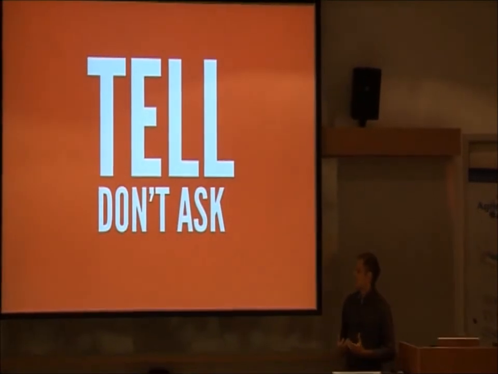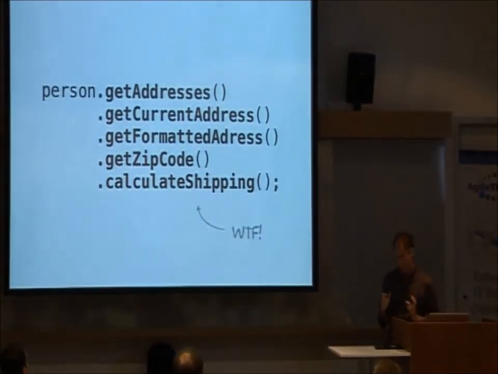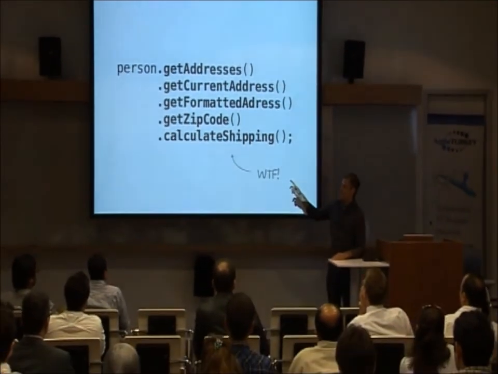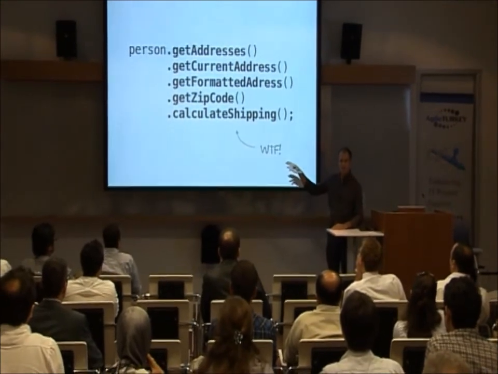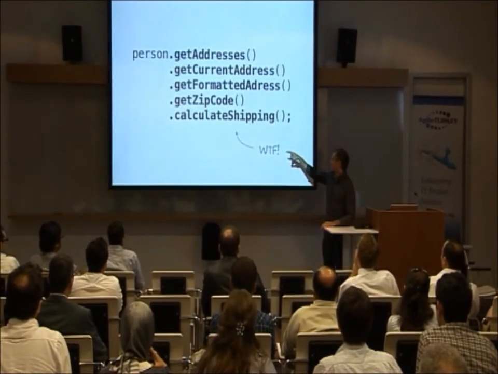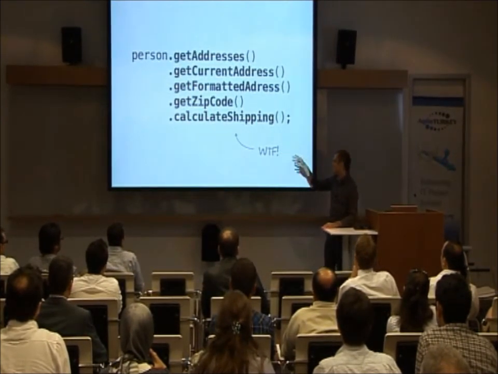Tell, don't ask. This is a principle as well from the XP practices. This is called a train wreck. How many people have seen this code before? Something similar, when we get, get, and we do something at the end. It's even wrong what we do at the end here. But we see this all the time.